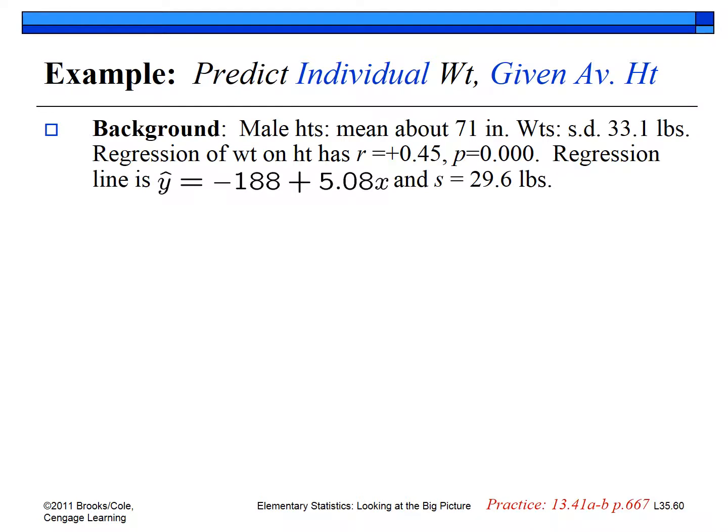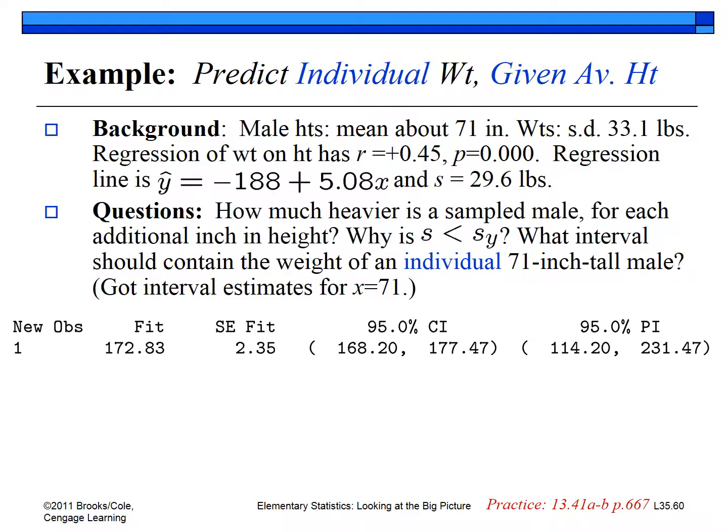Now here is the regression line and the associated statistics. R is positive 0.45, so it's not a terribly strong relationship. But P is essentially 0, so the evidence for that relationship is very strong. The equation of our line is minus 188 plus 5.08x, and the typical residual size S is 29.6 pounds. So how much heavier is a sampled male for each additional inch in height?